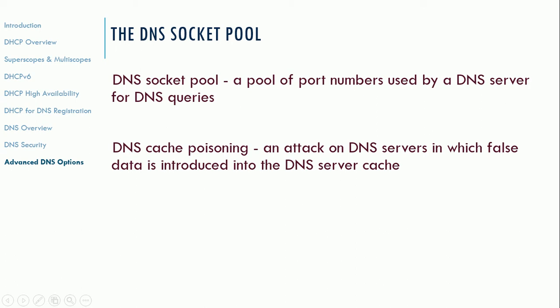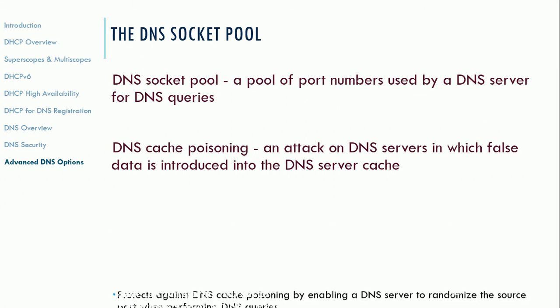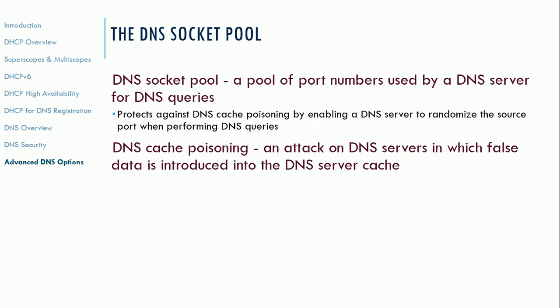So in this final slide deck for this unit, I'm going to talk about some of the advanced options in DNS for Microsoft Windows. And the first one is the DNS socket pool, which basically is a pool of port numbers that can be used for DNS queries. In other words, it basically protects against DNS cache poisoning by randomizing the source port when performing a DNS query. So when you perform a query, it has to listen on a port for the response.